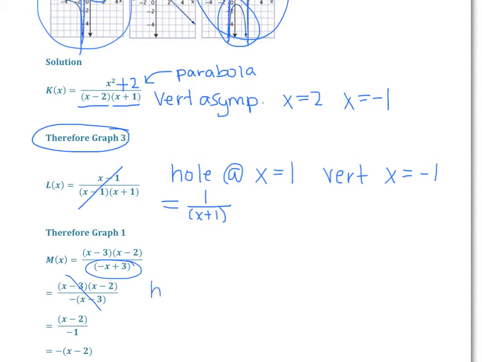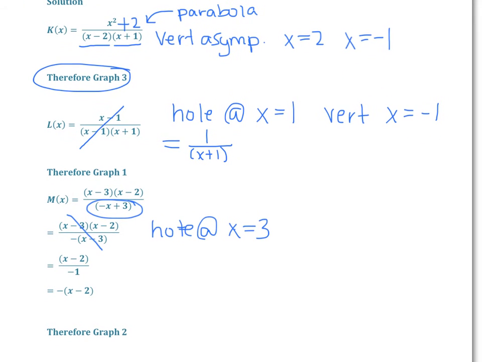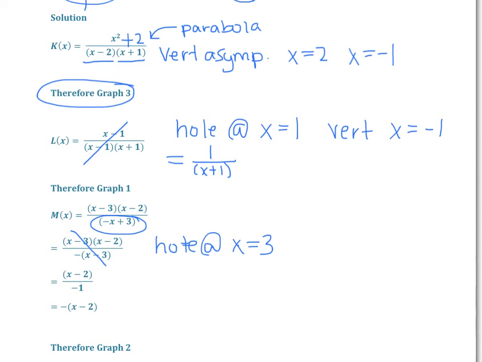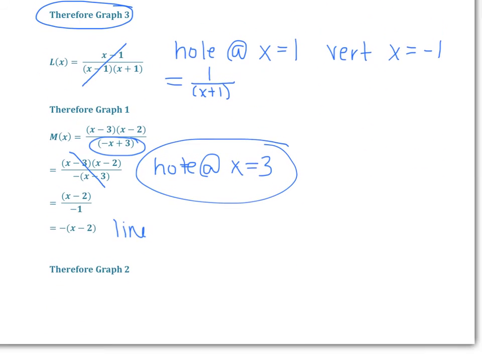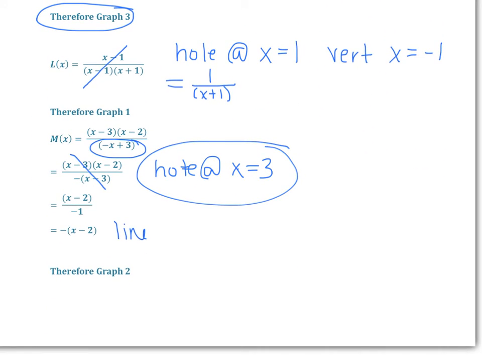So we actually get a hole at x equals 3. What happens is we're just left with x minus 2 over negative 1, which ends up being negative x plus 2, which is just a line with no asymptotes because we have nothing on the bottom anymore. But we still have our hole at x equals 3. If we look at graph number 2, we have a hole at x equals 3, and we have a nice line. So the answer to M(x) is graph number 2.